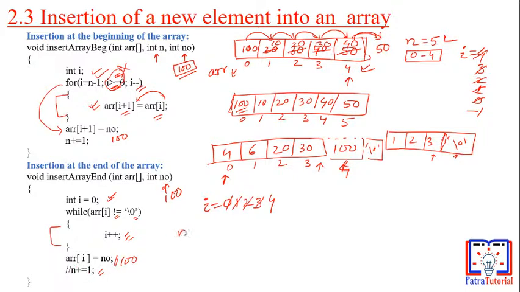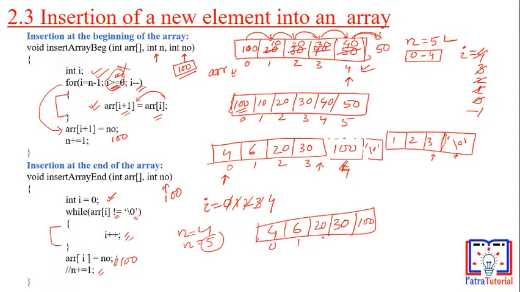So n previously was 4, right? Now n will become 5. Now this is the final array, and it will look like this. 4 will be here, 6 will be here, 20 will be here, and 30 will be here, and finally the new element 100 will be here, and the index will go 0 1 2 3 and 4. So this is the element we have inserted at the end of the array.